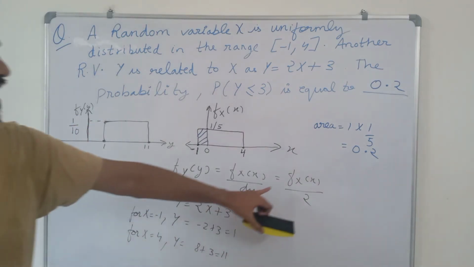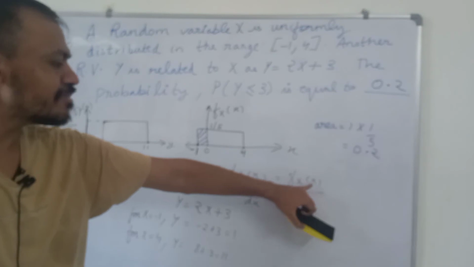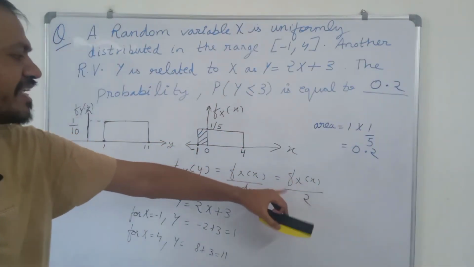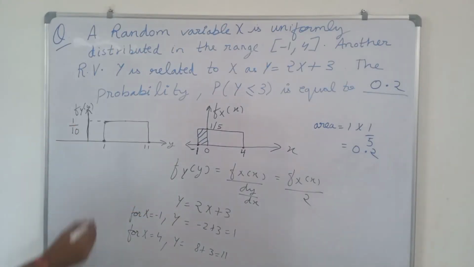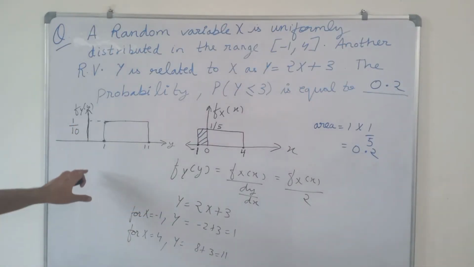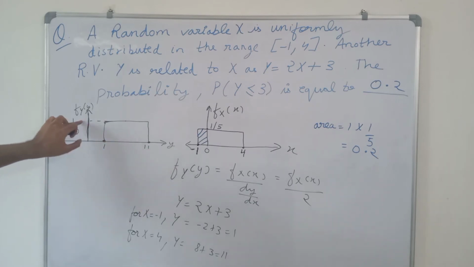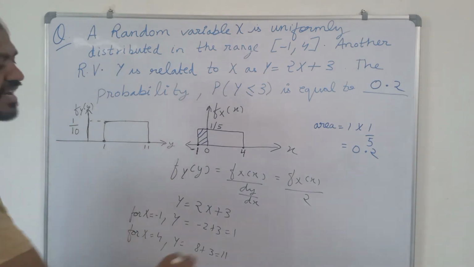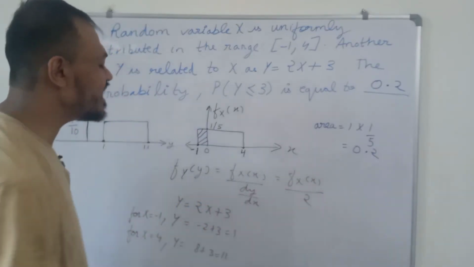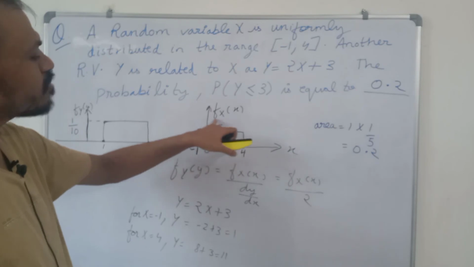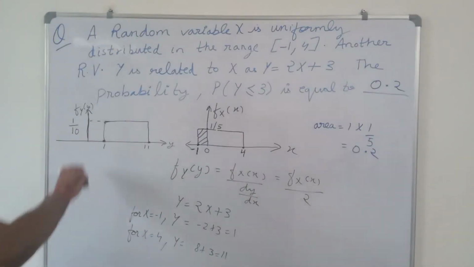We have derived from here also that fy of y is fx of x upon 2. This was 1 upon 5, so automatically this will be 1 upon 10. So both methods you can use: the area of the rectangle must be equal to 1. If this point is 1 and this point is 11, this point must be 1 upon 10, because 1 upon 10 into 10 equals 1. And from here also you can see that fy of y should be equal to fx of x upon 2. This point was 1 upon 5, so it will be 1 upon 10.